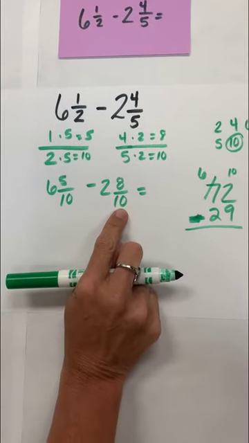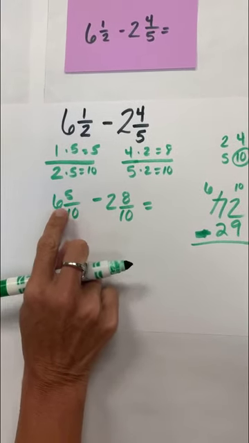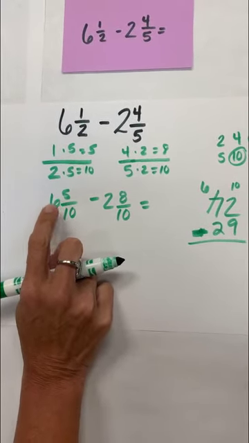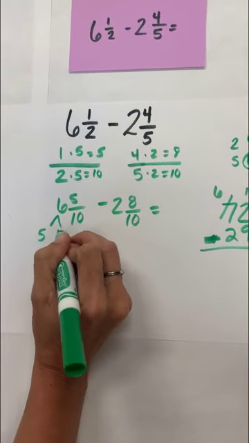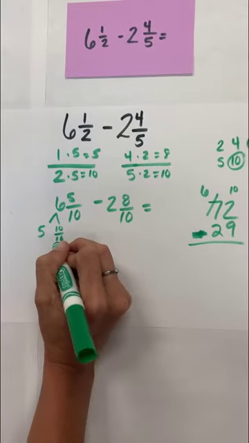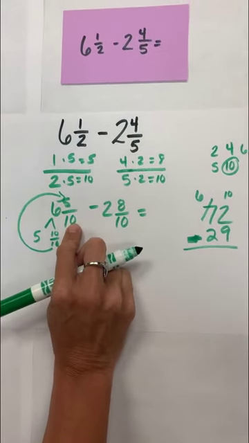I cannot take 8/10 from 5/10. So I'm going to borrow or regroup from my 6 wholes here. So I'm going to think of 6 wholes as 5 wholes and 10/10. And I'm going to bring that 10/10 here to my 5/10.